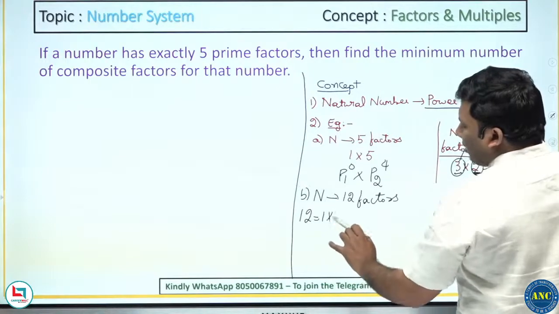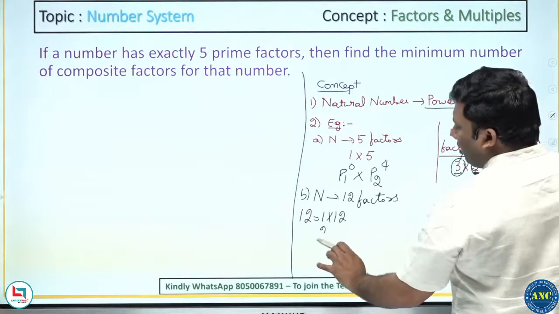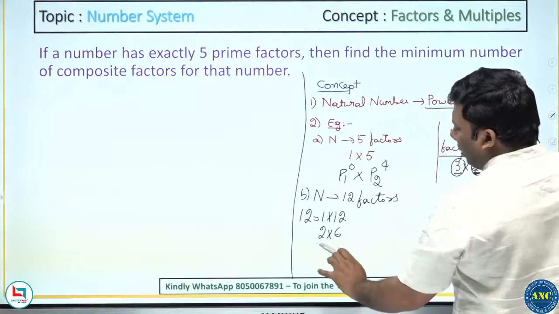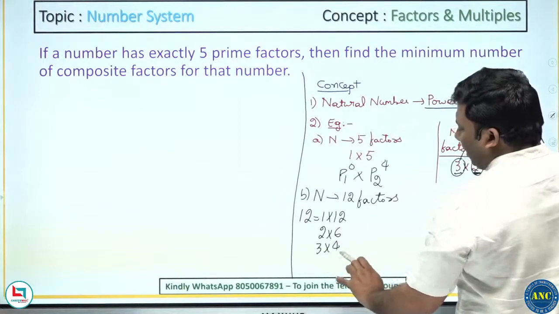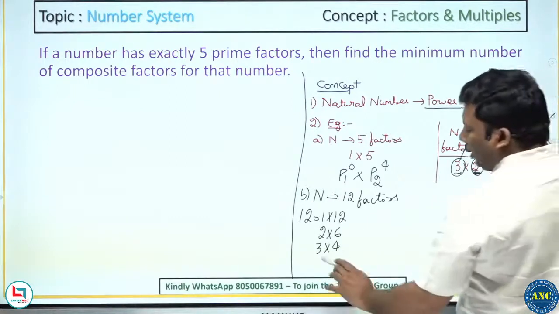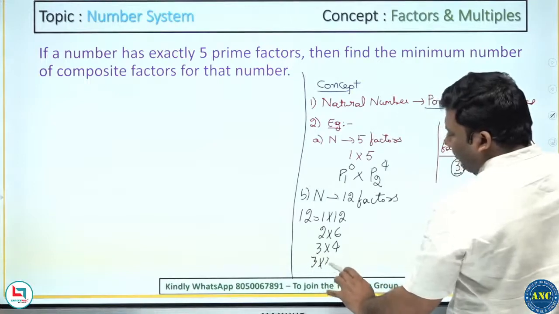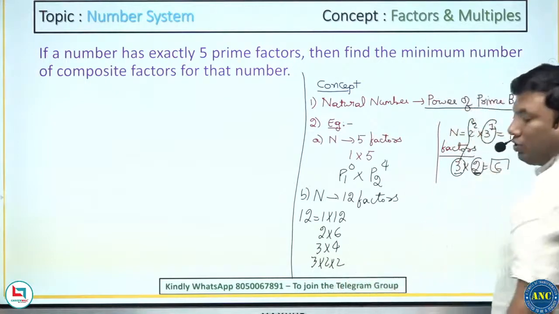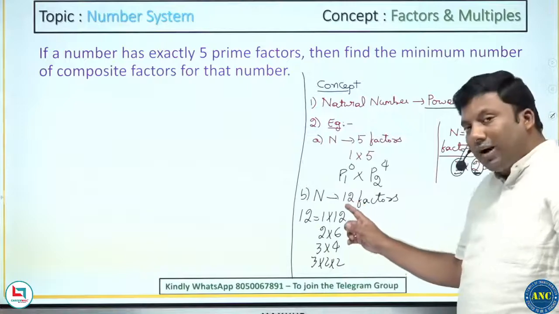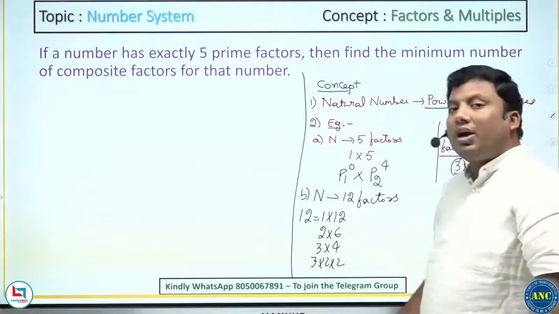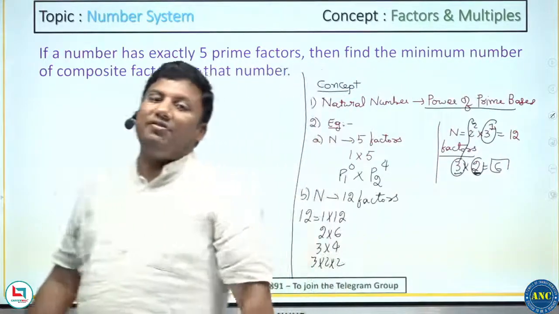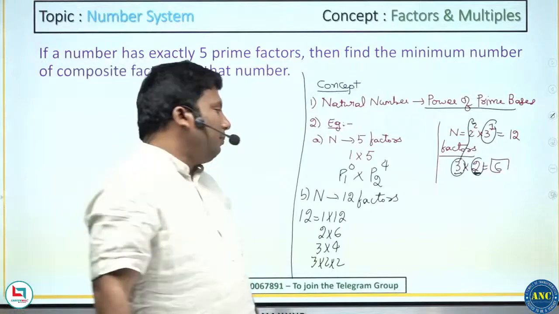12 can be written as 1 into 12. It can be written as 2 into 6. It can be written as 3 into 4. It can be written as 2 into 2 into 3. Am I right? I decompose 12 into a product of numbers such that every element is a prime number.